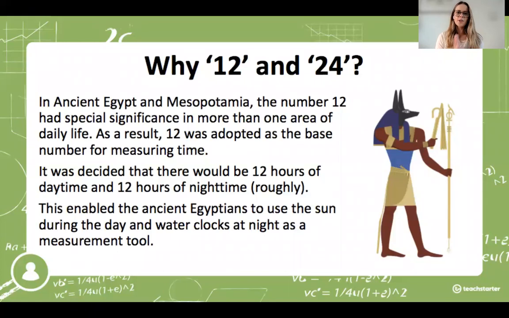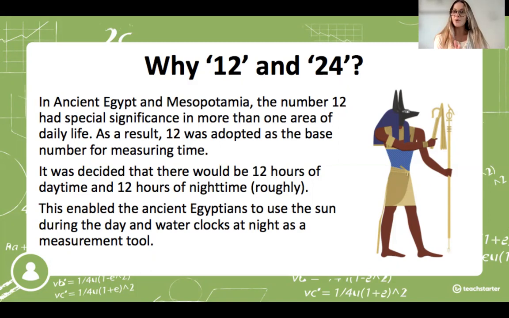So, why 12 and 24? In ancient Egypt, the number 12 had special significance in more than one area of daily life. As a result, 12 was adopted as the base number for measuring time. It was decided that there would be 12 hours of daytime and 12 hours of nighttime. This enabled the ancient Egyptians to use the sun during the day.